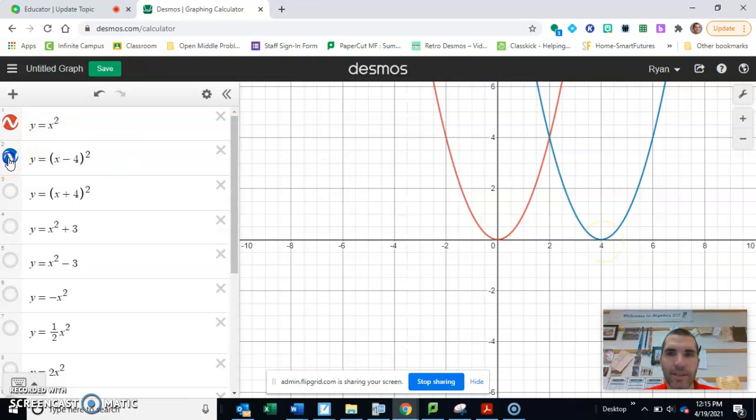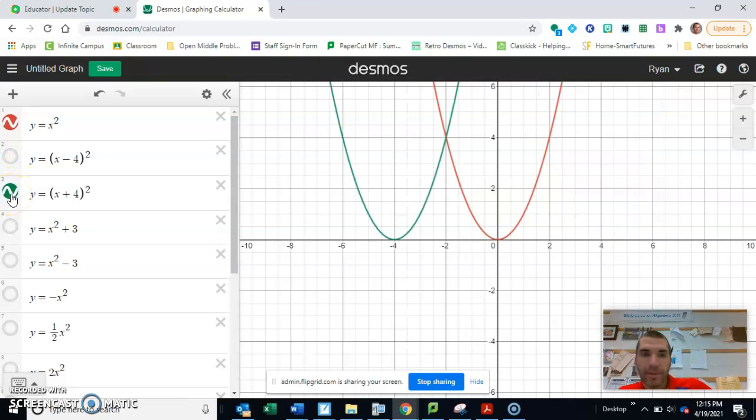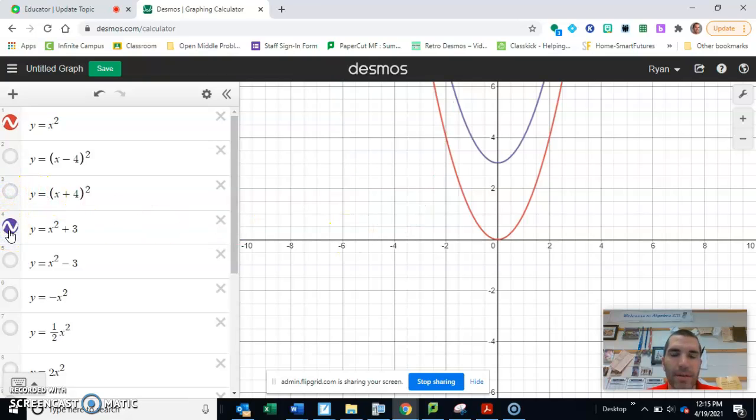Notice how I'm going to turn this equation off now and turn it back on. So now I'll turn the next one on. To move it to the left, I put a negative value in for the h. In this case, I plugged a negative 4 in for the h, and now my parabola was moved 4 units to the left. I was able to move it up 3 by putting a 3 into the k value, and now notice my vertex is moved up 3 units.